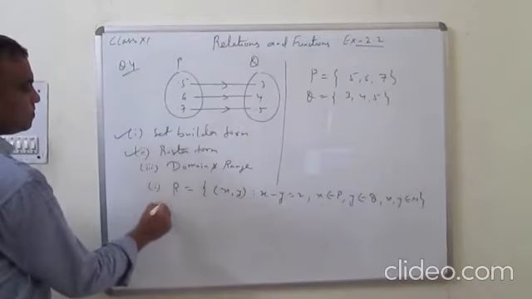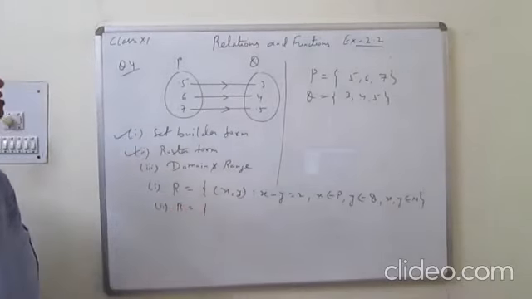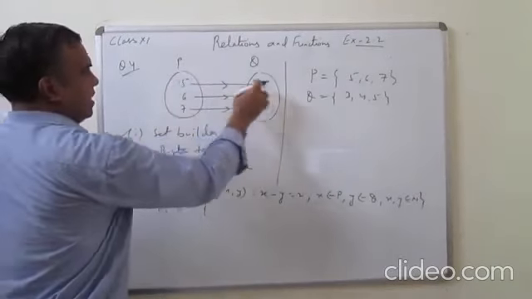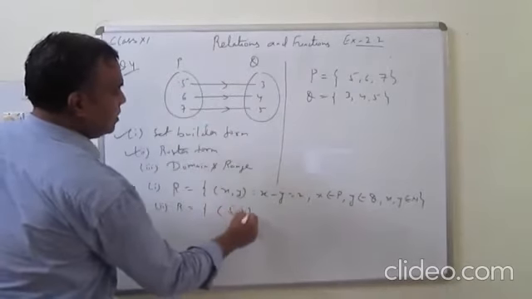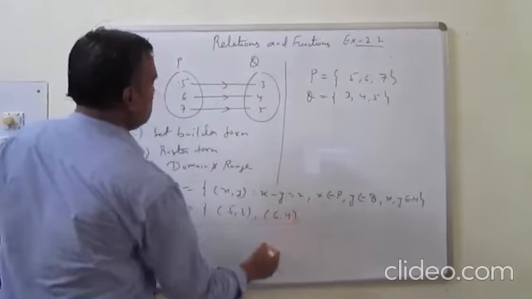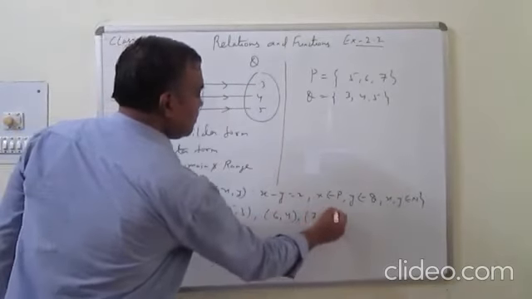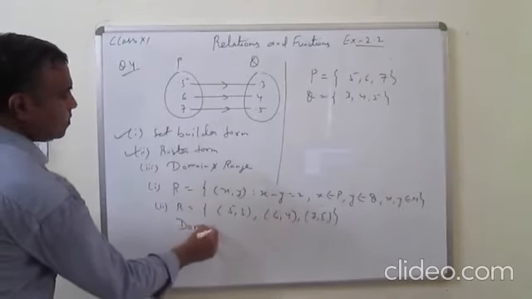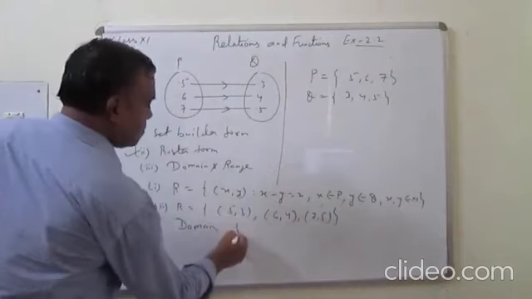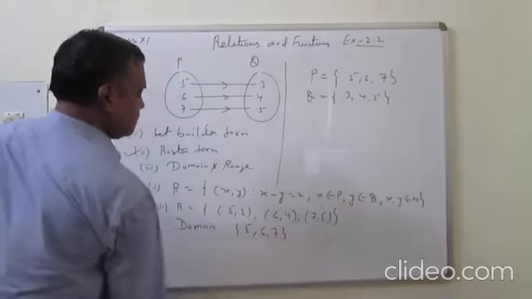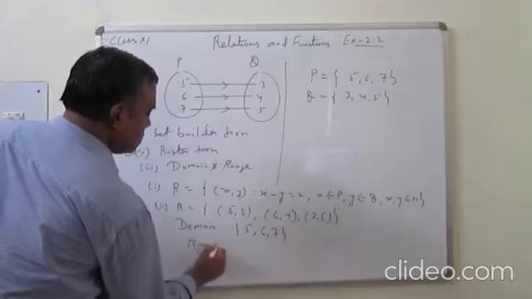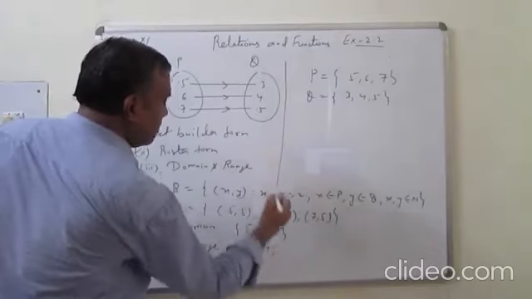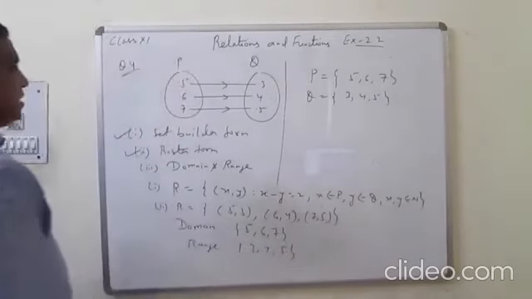Now roster form R. Write the first element and this is the second element in the ordered pair: 5, 3; 6, 4; 7, 5. This is the roster form. Now domain: first element of the ordered pair 5, 6, 7. What is range? Second element 3, 4 and 5. So this is range.